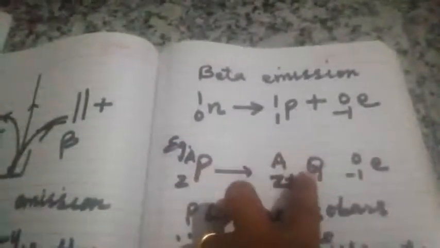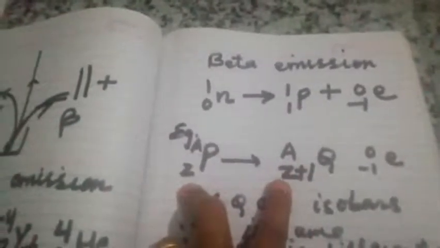Now, I explained that P and Q, the parent nucleus and the daughter nucleus, are isobars. What are isobars? Isobars are the nuclei or atoms of different elements having the same mass number but different atomic number, children. That's why P and Q are called isobars. This I have explained to you.